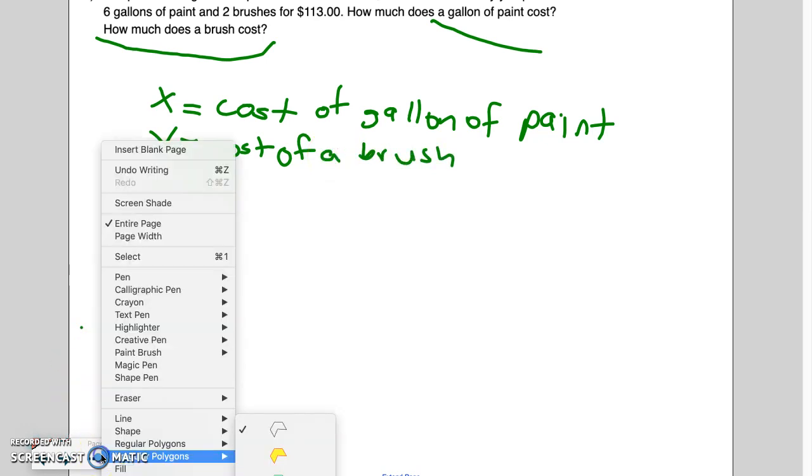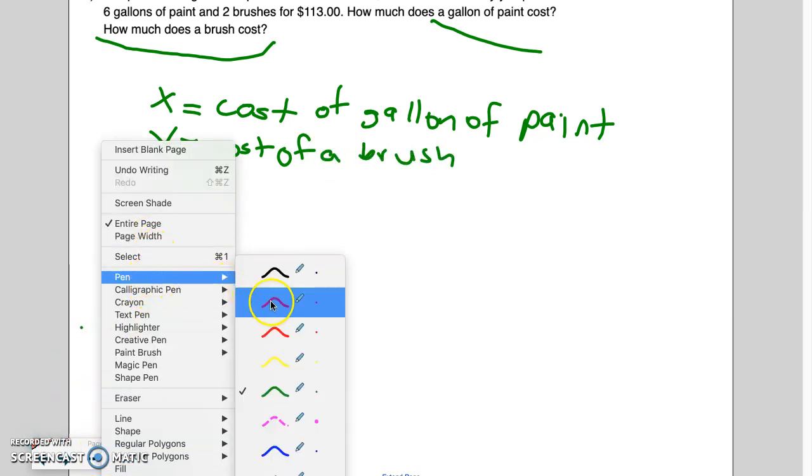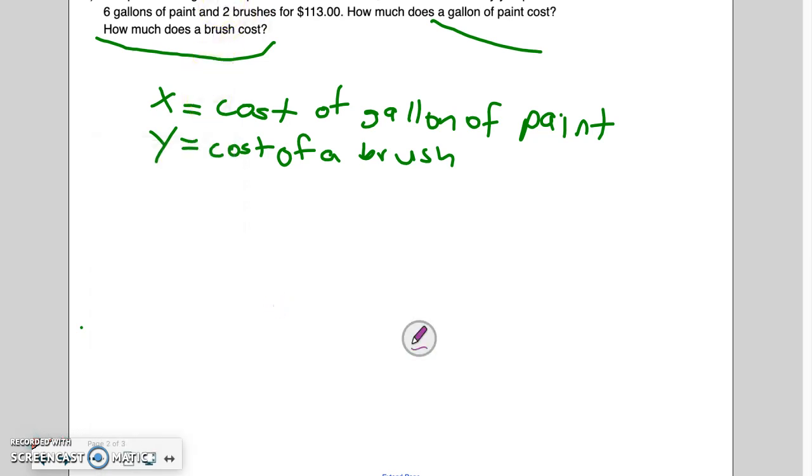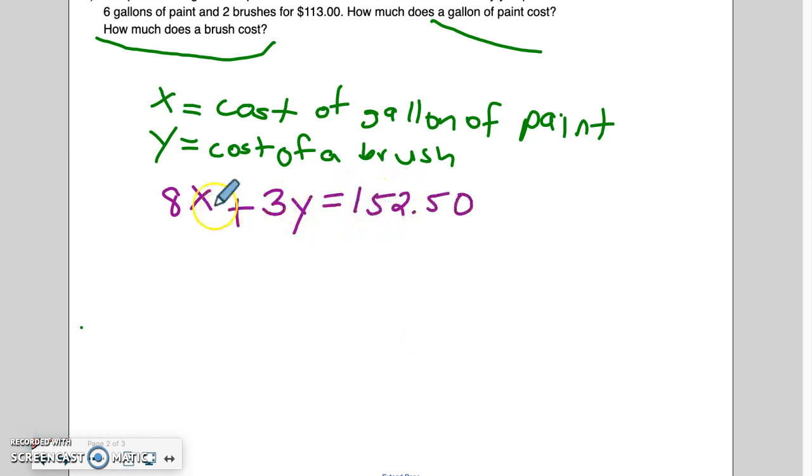Okay, so I know I get 8 gallons of paint times the cost of each gallon plus 3 brushes times the cost of a brush, and I spend $152.50. Then the next day I go back, I get 6 gallons of paint times the cost of each gallon plus 2 brushes times the cost of each brush, and I spend $113.